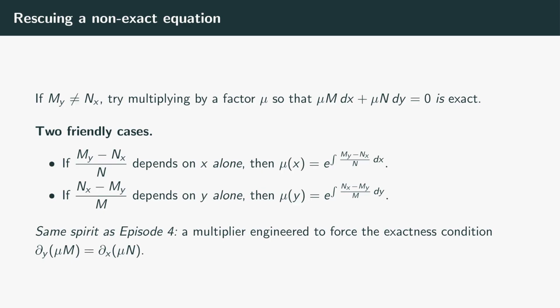In both cases, the recipe is the same in spirit as last episode. We engineer a multiplier that forces the exactness condition to hold, the partial of mu m with respect to y matching the partial of mu n with respect to x.